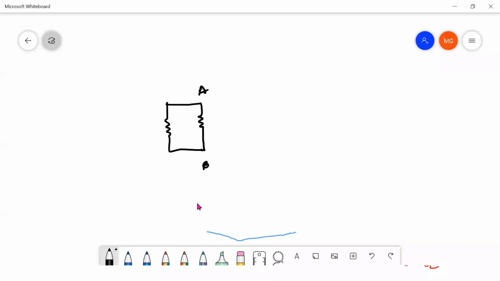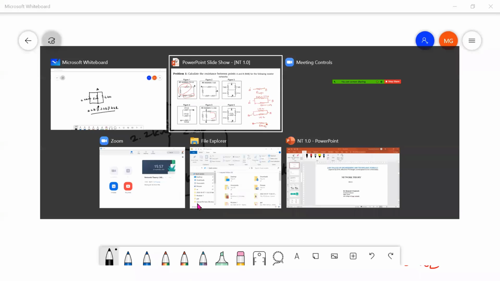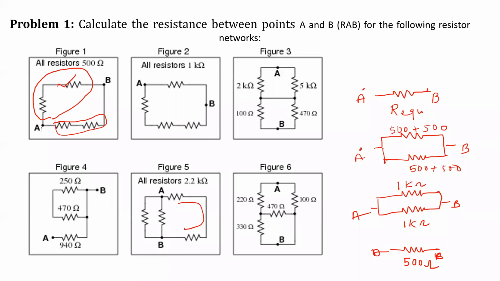As a result, I will get 4.4k, 2.2k, 2.2k. All these are connected in parallel. Then get the final answer and write it in your notes. Okay.